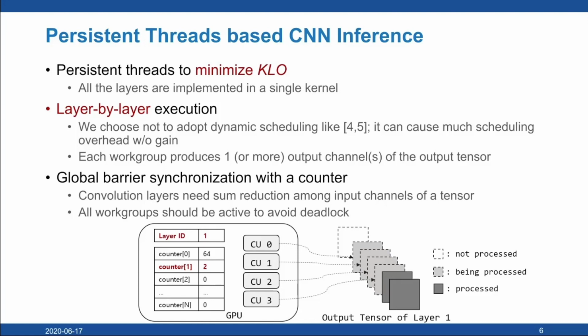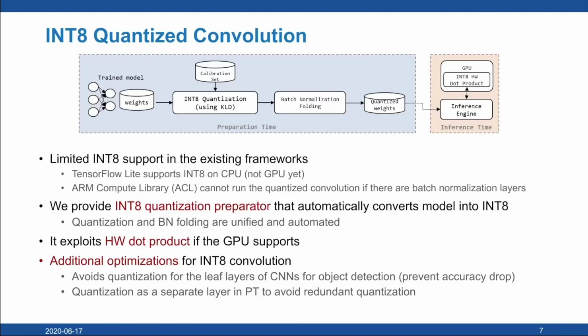Note that all work groups in a MAC kernel must be active in order to avoid any deadlock. To achieve real-time inference, making use of quantized convolution is essential. However, existing frameworks such as TensorFlow Lite do not support integer convolution on mobile GPUs yet. Also, ARM Compute Library, or ACL, does not support quantized convolution if a network includes batch normalization layers.